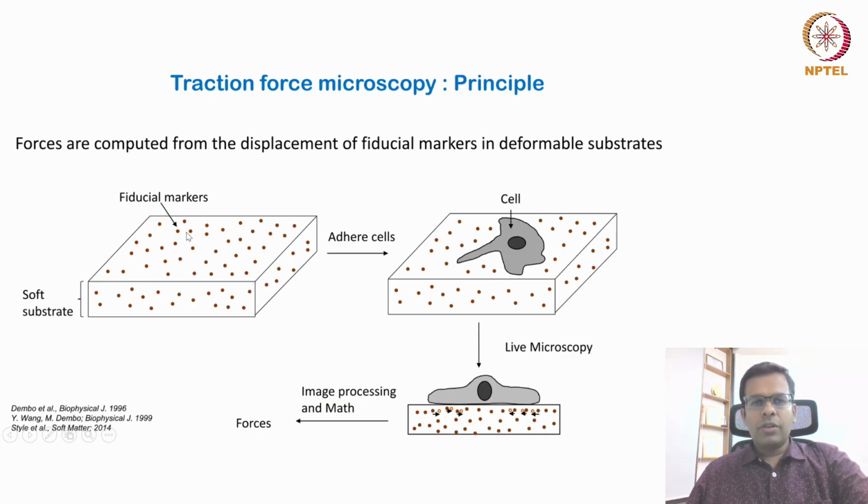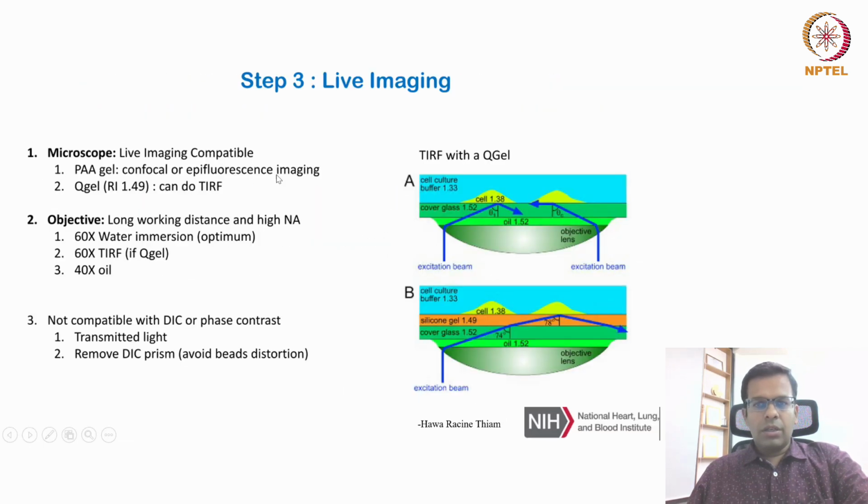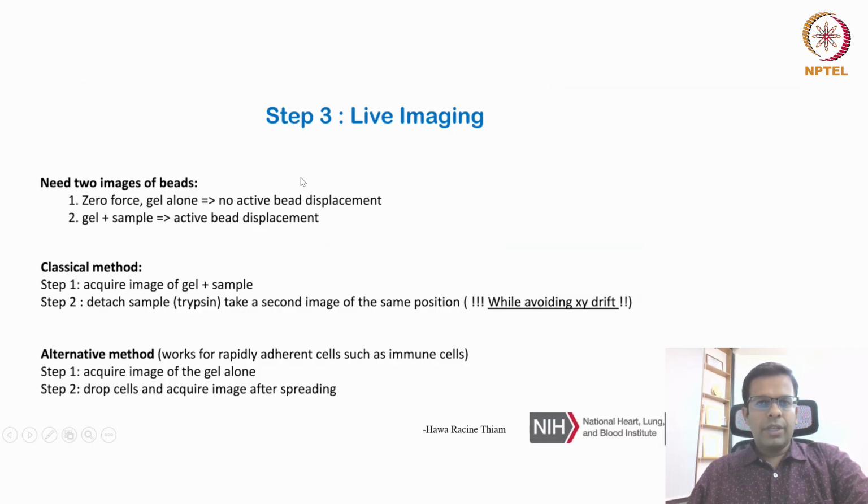So these small spots or pillars are known as fiducial markers. This is the soft substrate, and then you adhere your cell like this, and then you do live imaging and image processing and mathematics to measure the force. Now the cell will grow on this substrate and it will apply a certain level of forces on these fiducial markers. These pillars will move either to the left or to the right depending on the force applied, and that displacement will be computed. So let me first show you how it is computed.